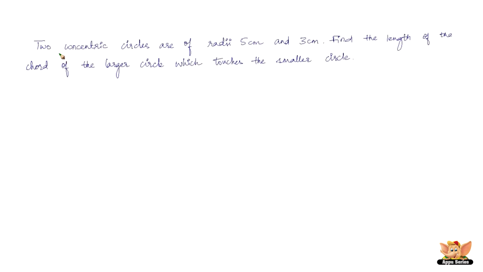So we've got another question here, which reads like this. Two concentric circles are of radii 5 centimeters and 3 centimeters. Find the length of the chord of the larger circle which touches the smaller circle. Well, this is nothing but a converse type of the previous problem that we solved in the same video. So there we had a tangent which was the chord of the bigger circle, and then we had to find the radius of the bigger circle.